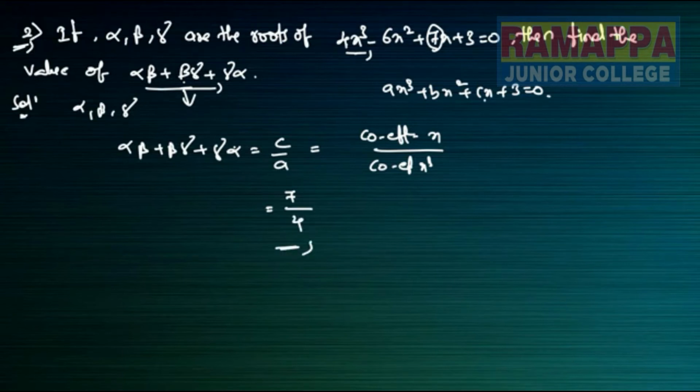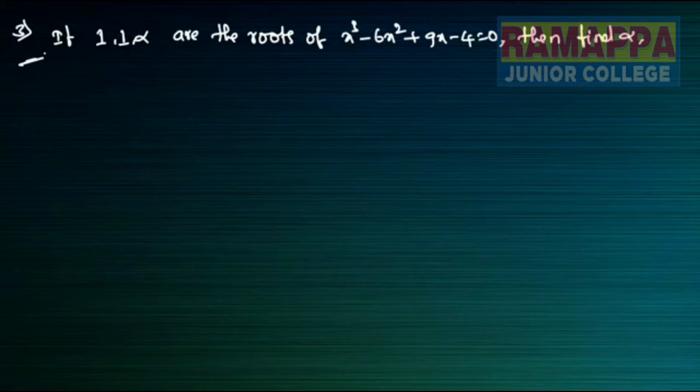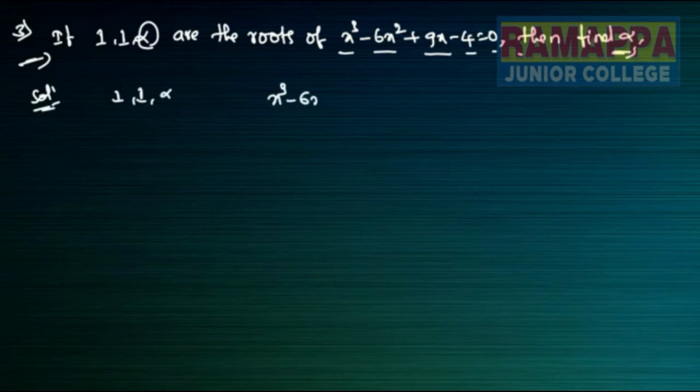Now moving to the next question, the third one. The third question is: given that 1, 1, alpha are the roots of x cube minus 6x square plus 9x minus 4 is equal to 0, find alpha. He is asking us to find alpha. Now the solution. Given that 1, 1, alpha are the roots of x cube minus 6x square plus 9x minus 4 is equal to 0. So these values are the roots here.